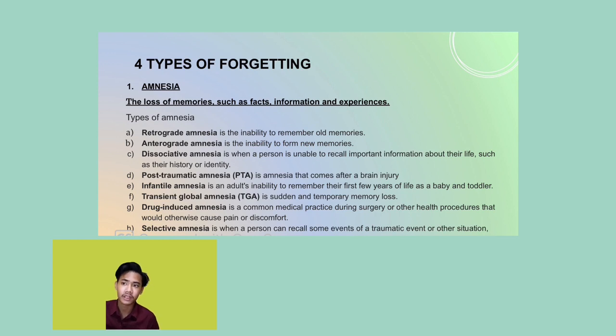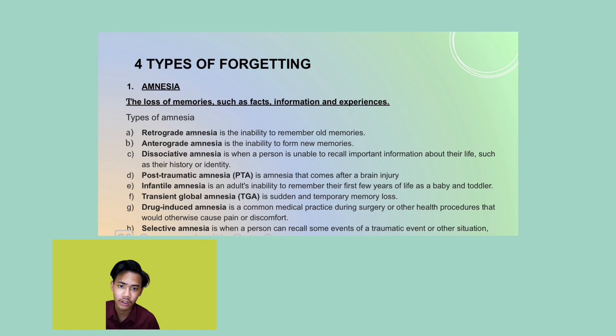There are several types of amnesia, and first is retrograde amnesia. Retrograde amnesia is the inability to remember old memories. And the second one is anterograde amnesia. Anterograde amnesia is the inability to form new memories. And the third one is dissociative amnesia. Dissociative amnesia is when a person is unable to recall important information about their life and history.